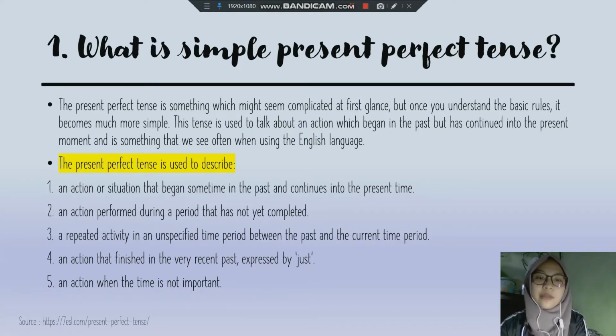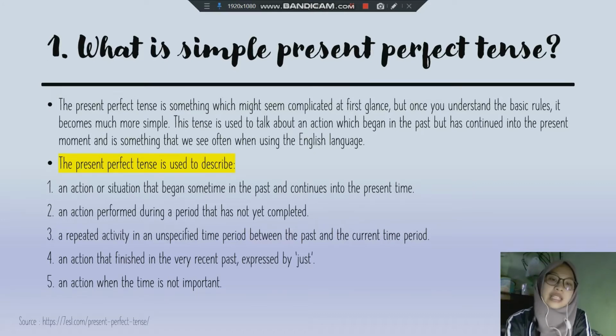The present perfect tense is something which might seem complicated at first glance, but once you understand the basic rules, it becomes much simpler. This tense is used to talk about an action which began in the past but has continued into the present moment, and is something that we see often when using the English language.